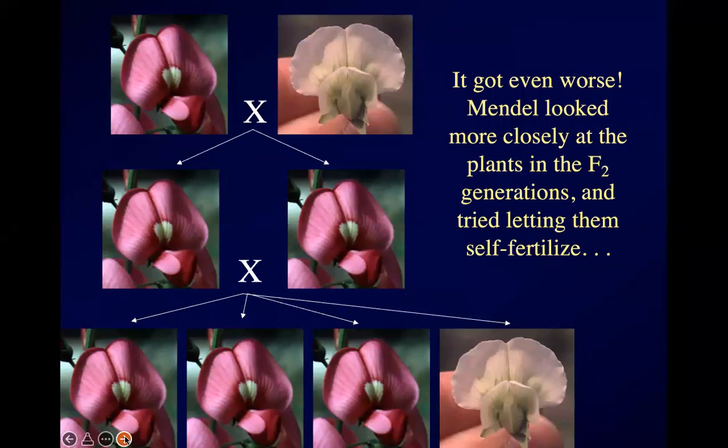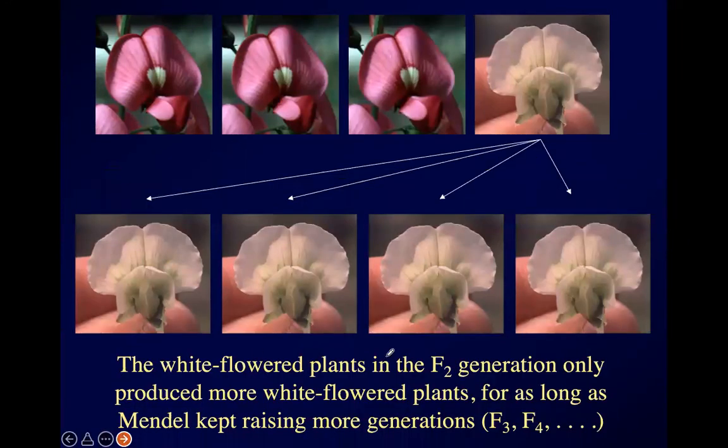Okay. Mendel looked, actually, I think I'm about to answer your question in a little more detail. Mendel looked more closely at the plants in the F2s and tried letting them self. Remember that if you just grow peas and you completely leave them alone, the anthers inside that flower will produce pollen and fertilize their own egg cells, and the plant can reproduce completely on its own. So he found that the white-flowered plants in the F2 generation would only produce more white-flowered plants for as long as Mendel kept on going. Every white-flowered plant in the F2 generation bred true. There was no sign that any of his descendant plants had ever had a purple-flowered ancestor.